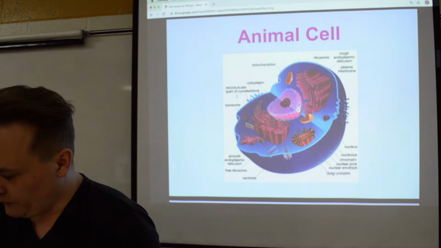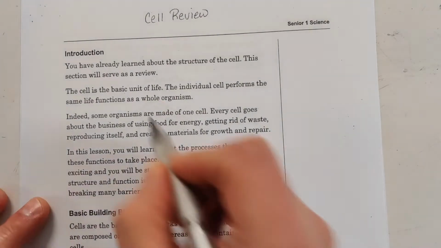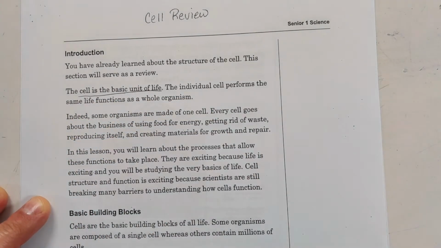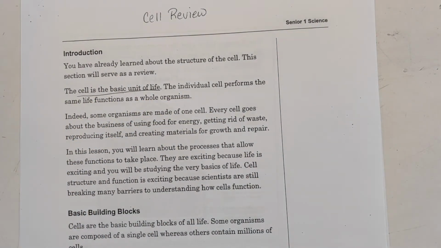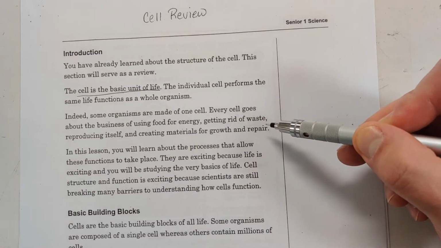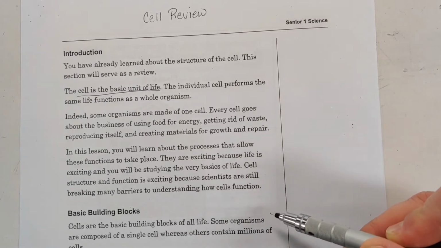So you have already learned about the structure of the cell. This is going to serve as a review. The cell is the basic unit of life. That's always something we're going to hear. The individual cell performs the same life functions as the whole organism. Nothing too much here. They've got different jobs. Here we go. Okay, what's the most important stuff here?